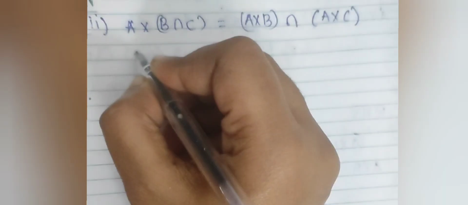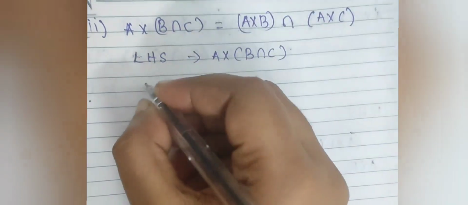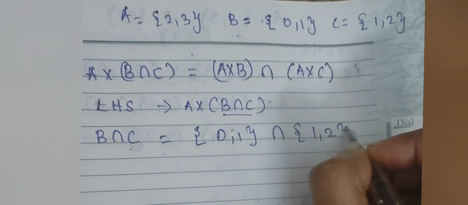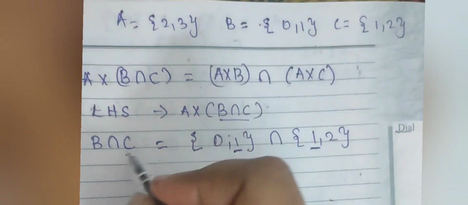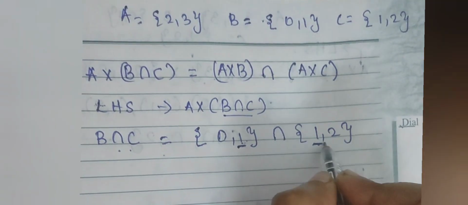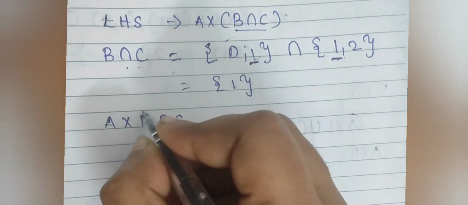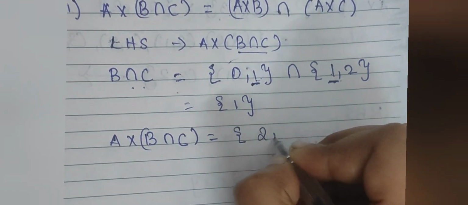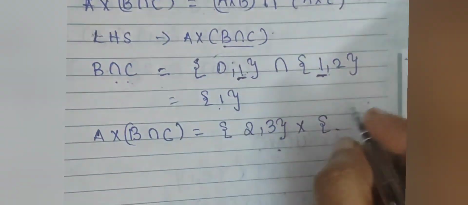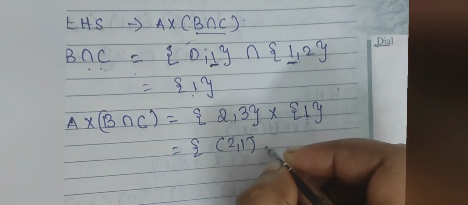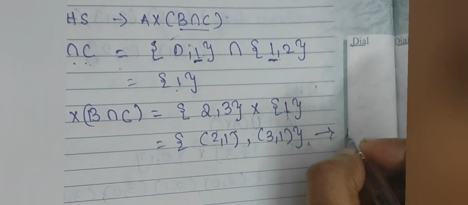First, we have to find the left hand side, that is A cross (B intersection C). First we have to find B intersection C, which is in the bracket. So what is the value of B? {0, 1}, and the value of C is {1, 2}. So underline the same values here. For intersection, we have to write only the same value. So that is equal to {1}. So A cross (B intersection C) is equal to, write the values of A, {2, 3}, cross the values of B intersection C, that is {1}. So write the answer for this: (2, 1), (3, 1). This is equation number 1.